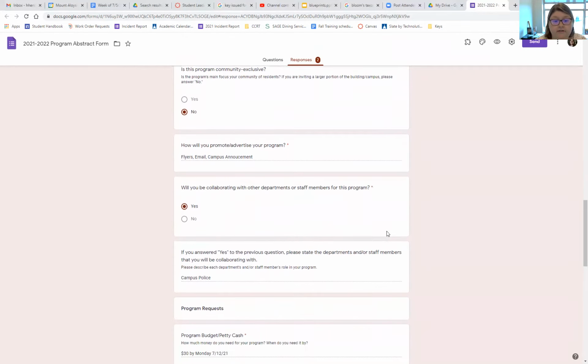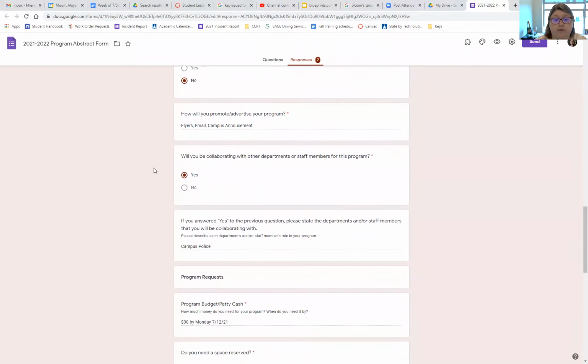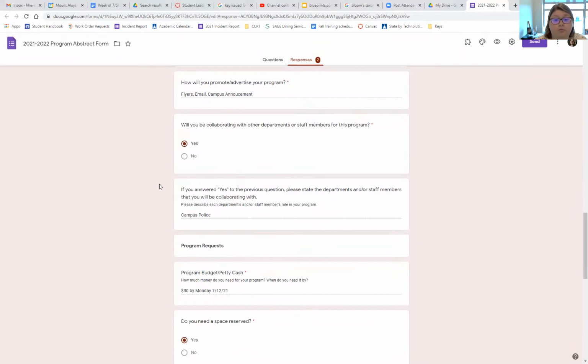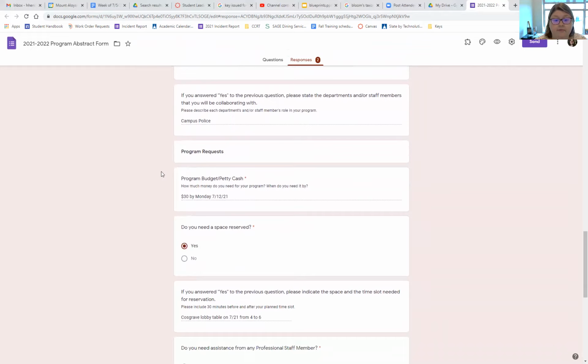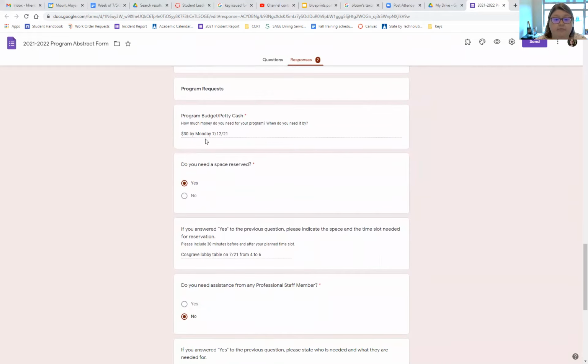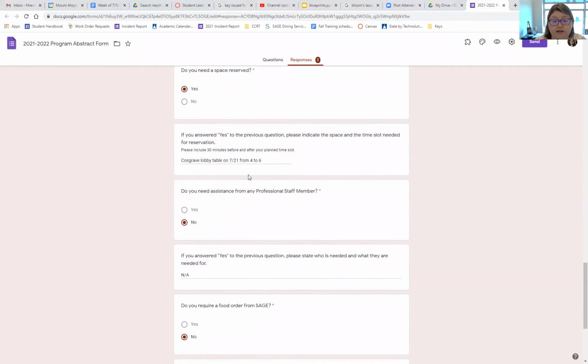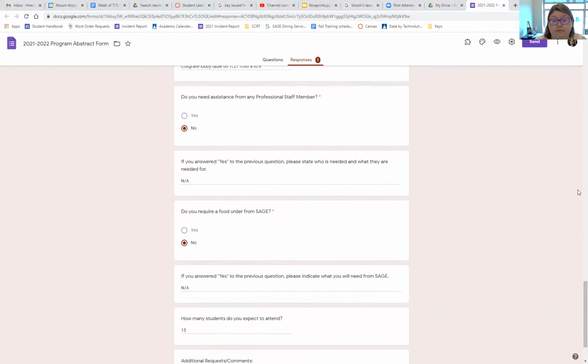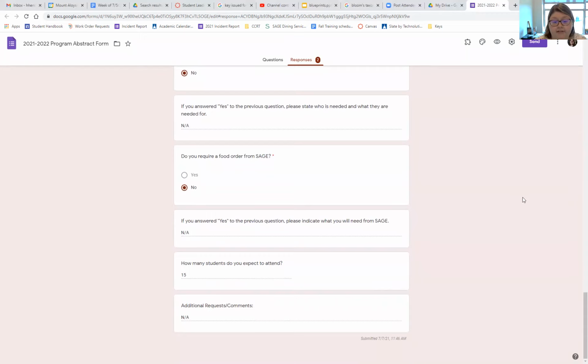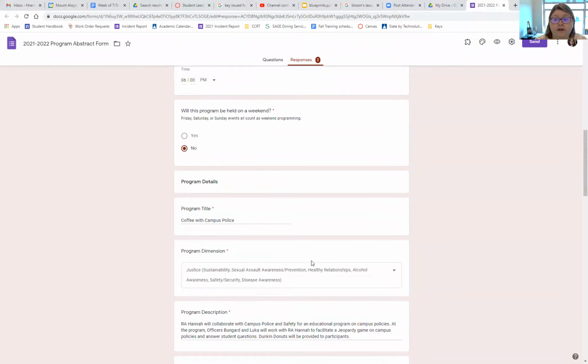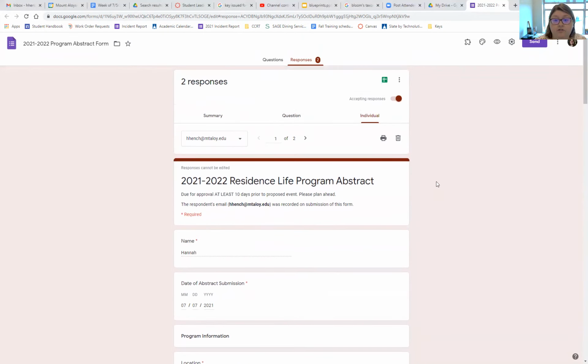Not community exclusive, I gave information on how I would promote that program. I would be collaborating, obviously, because that was with campus police and safety. And finally, I said that there would be $30 needed for that program. I need a space reserved because I would be using Cosgrave. I did not need assistance from a professional staff member, and you'll see that I included the number of people that I expected to attend. So that gives you a frame on what that program abstract should look like.